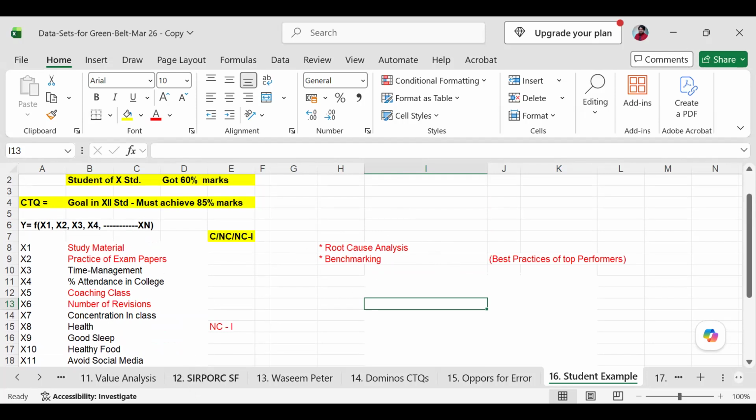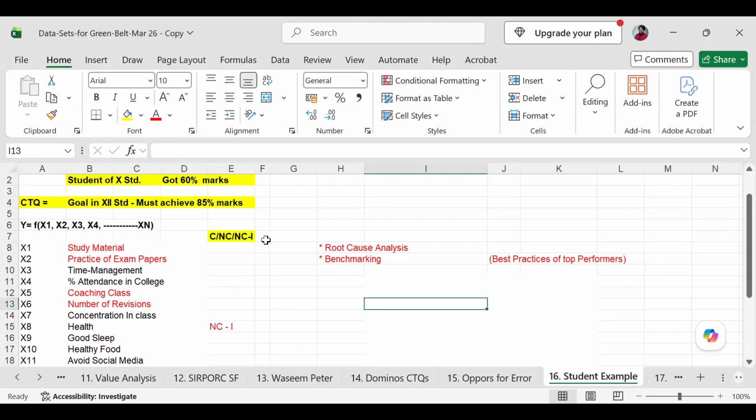Also, he can do benchmarking. What is benchmarking? Benchmarking is checking other examples, comparing good practice with other competitors, learning from others. So the people who are performing well, adopting their best practices, that is called benchmarking.